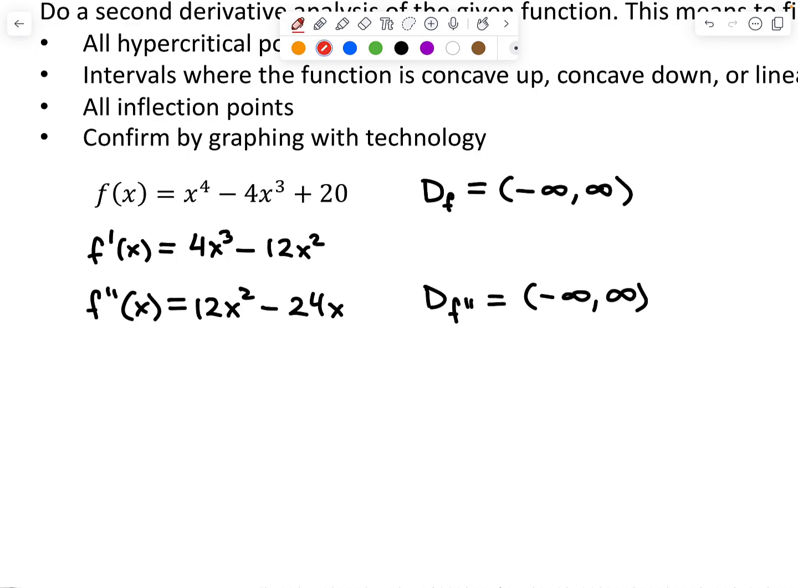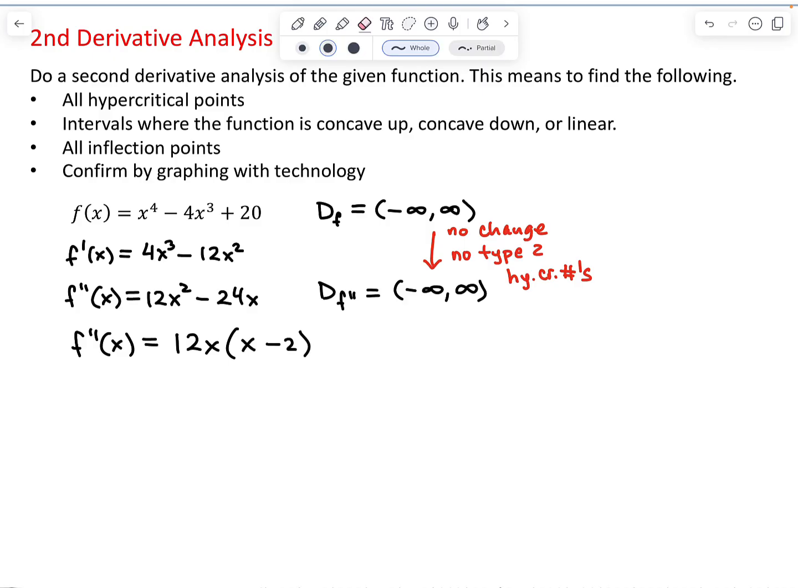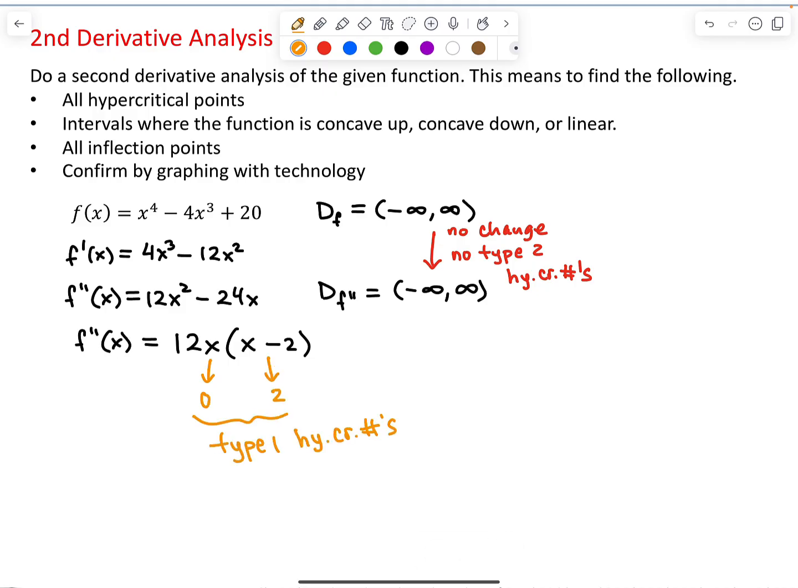It's important to do the domain both of the original and the domain of the second derivative to look for any restrictions that might occur in that process. But in this case, there is no change in domain, so there are no type 2 hypercritical numbers. So now I just want to try to find the type 1 hypercritical numbers. We'll do that by factoring the second derivative. I can factor a 12 and an x out of both terms, leaving x minus 2. Now, if you were to set this equal to 0 and solve, you would get two answers, 0 and 2. These are your only type 1 hypercritical numbers.